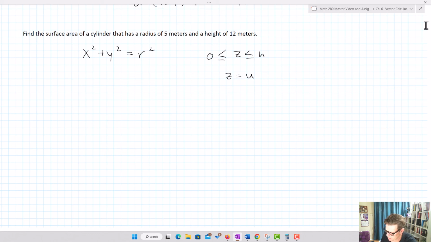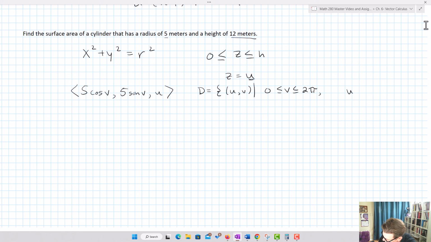And then for x squared and y squared, remember with a cylinder, how we can write this is we can write it as the radius, so 5 cosine v, and then 5 sine v, and then u. And then, like I said, we can create the height by defining the height in terms of z. So our domain here is going to end up equaling the set of all uv such that v is greater than or equal to 0, less than or equal to 2 pi, and u is greater than or equal to 0 and less than or equal to 12. Okay, so basically we're going to go from 0 to 12 in terms of our height. Okay, and our angles here, v, are going to be in terms of 0 to 2 pi.